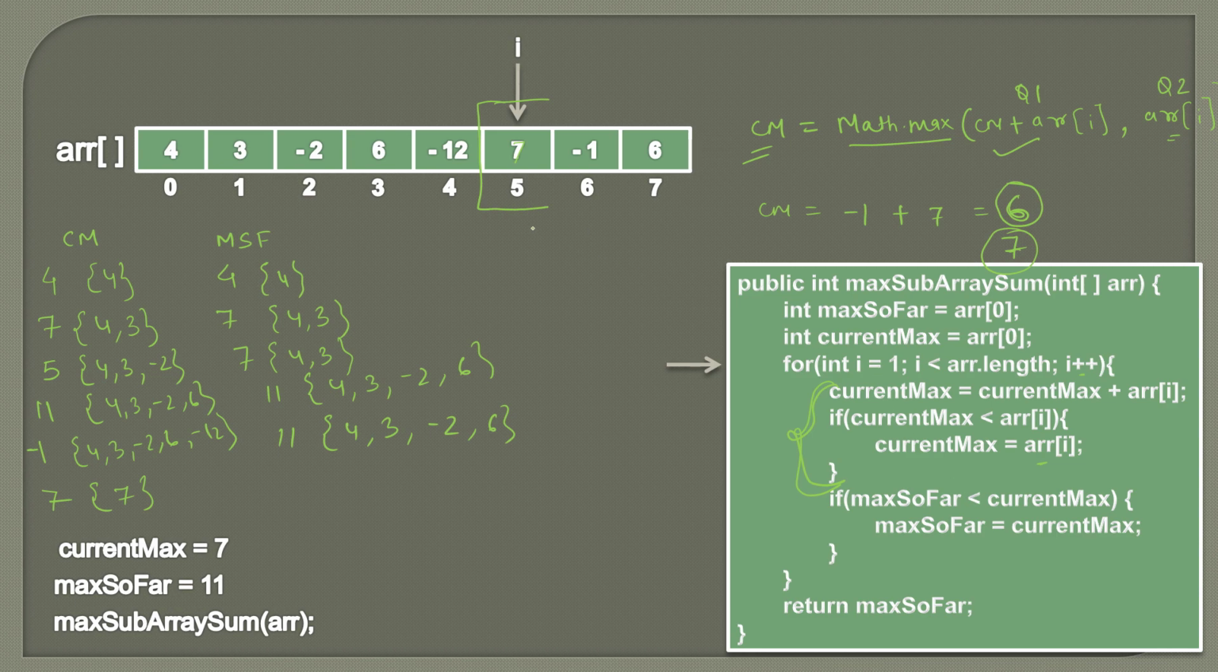Now we'll go to the next element, which is minus 1. So here minus 1 will be added to the current max. It will give 6. So current max will become 6 now.